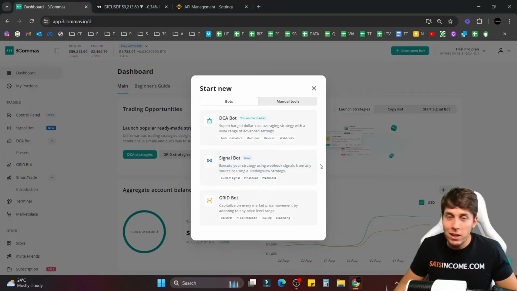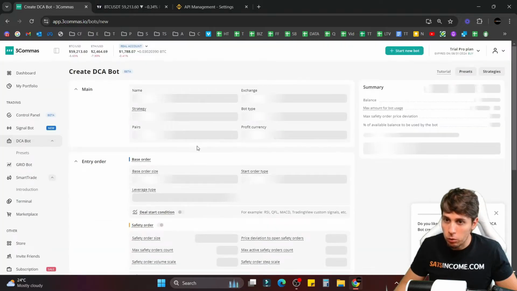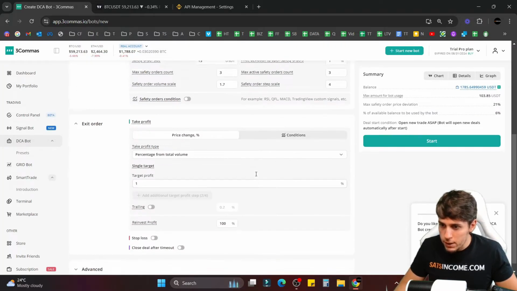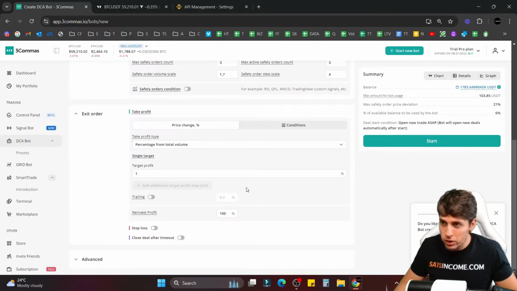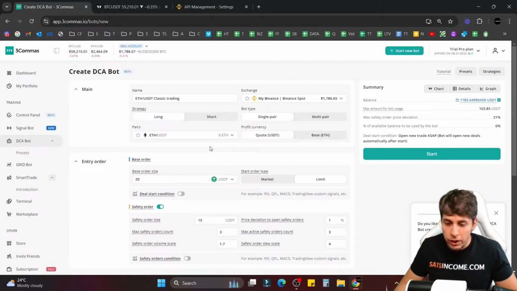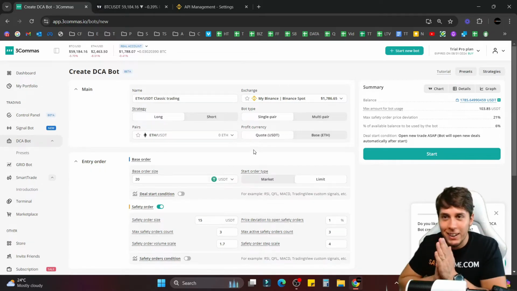Okay, now we're gonna get into the interesting stuff. I'm gonna show you how you can set up your very first crypto trading bot. I personally use DCA bots, so that's what I'm gonna show you. Select DCA bot from right here. You will be brought to this page where you are gonna be setting up your bot. It might look confusing at first, but I'm gonna show you everything, so no worries guys. Let's start.